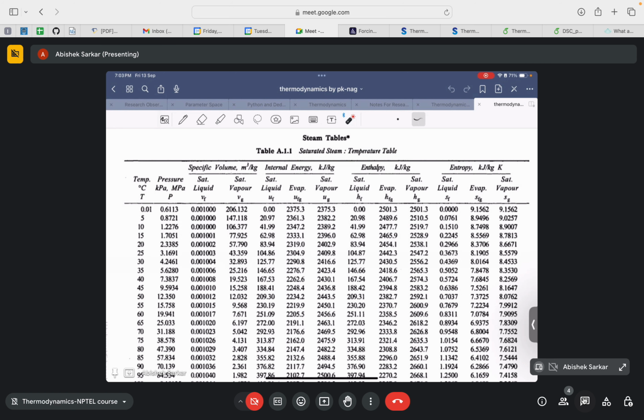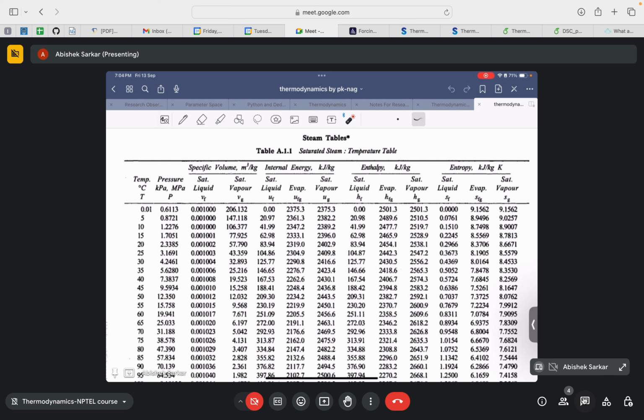It's not distinctly given. Thicker steam tables, having more pages in the book, will have more temperatures, but this is from the appendix of a book. Here we have 0.01 degrees Celsius and 5 degrees Celsius. Our required temperature is 4.8 degrees Celsius, right? So we need to apply the concept of linear interpolation. I will show you what it basically means.